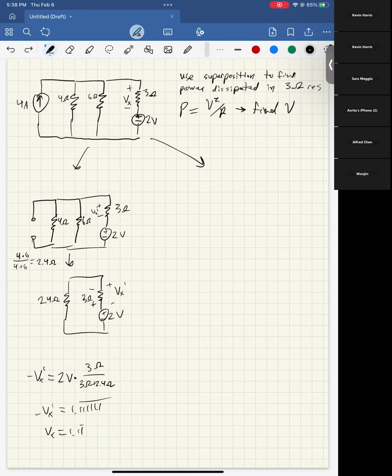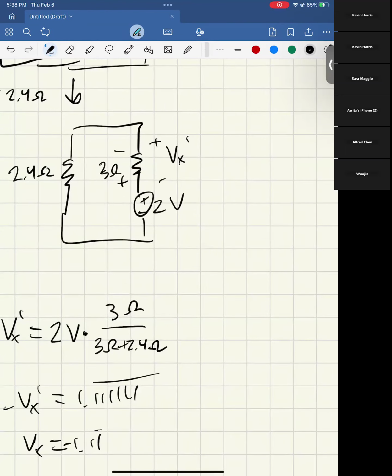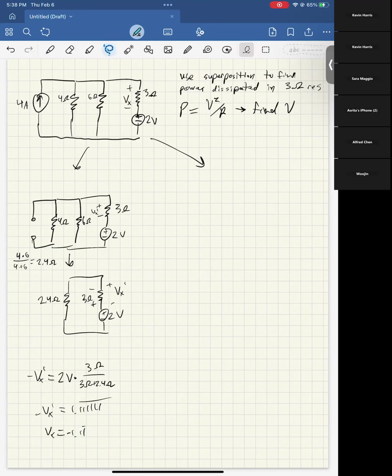Isn't Vx supposed to be negative? Yes, it is. Okay. -1 volts.